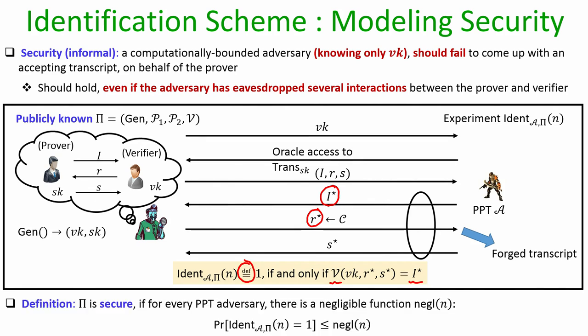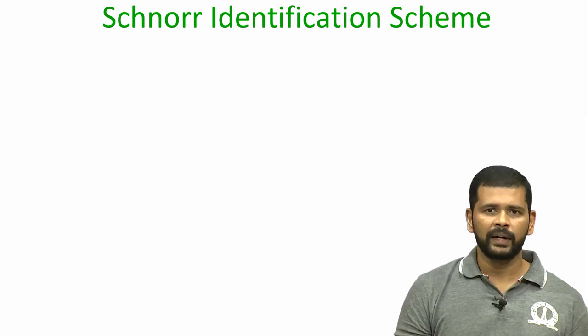And our definition of security is, we say that an identification scheme is secure if for every polytime adversary participating in this experiment, the chance that it can win the experiment is upper bounded by some negligible function. So, that is our definition of an identification scheme.